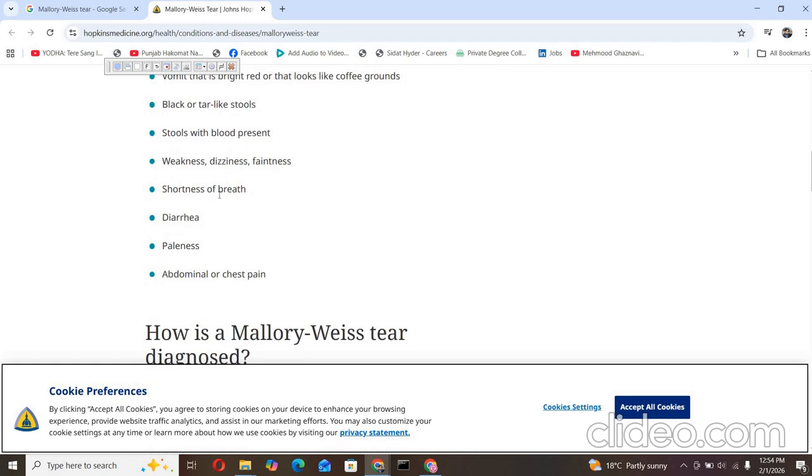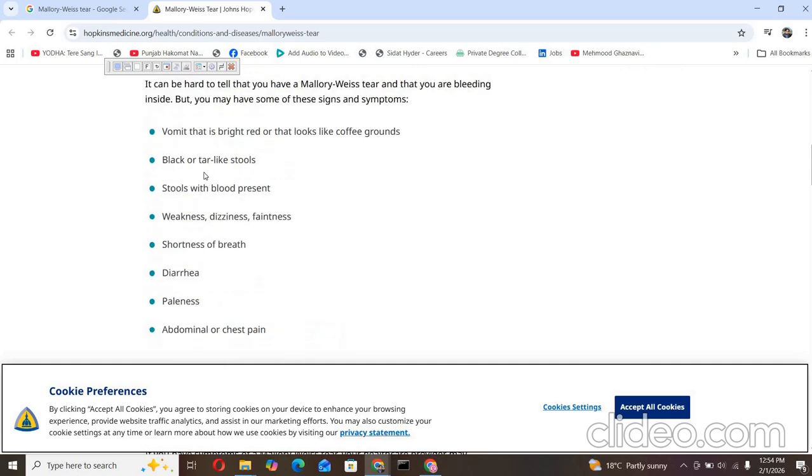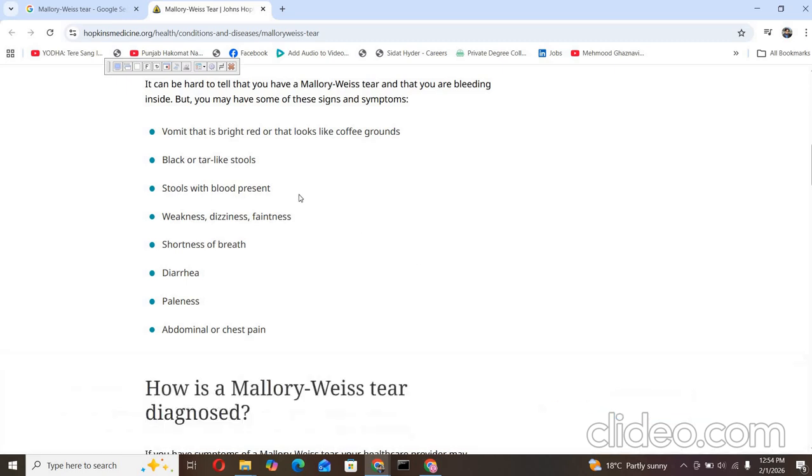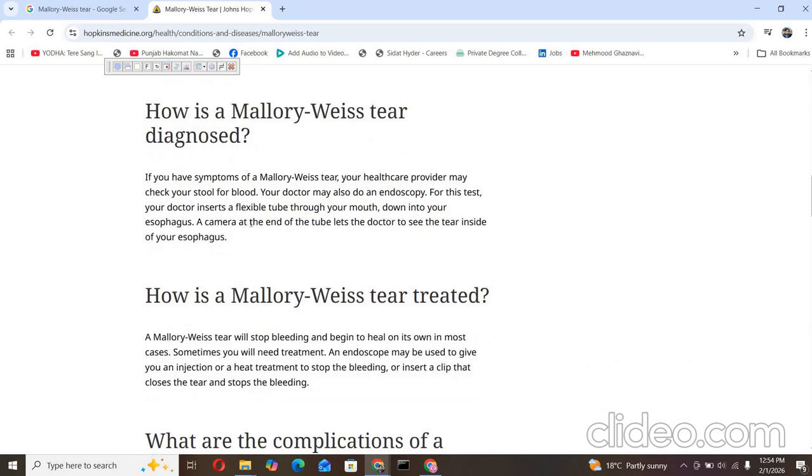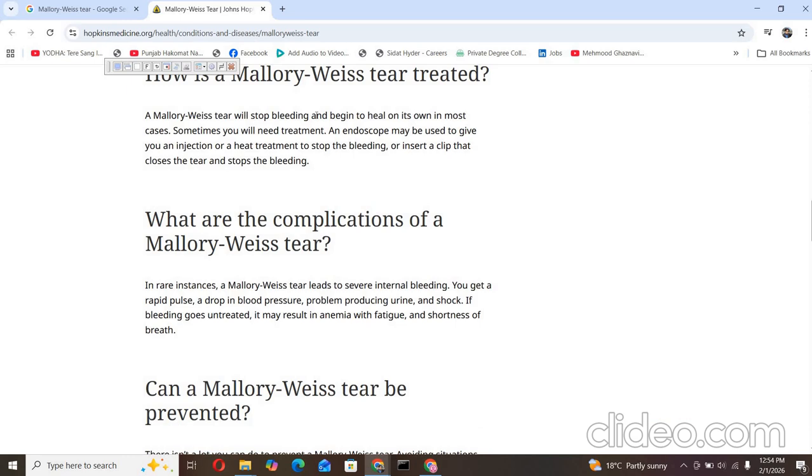What are the complications of Mallory-Weiss tears? In rare cases, a Mallory-Weiss tear leads to severe internal bleeding. You get a rapid pulse, a drop in blood pressure, problems producing urine, and shock. If bleeding goes untreated, it may result in anemia with fatigue and shortness of breath.